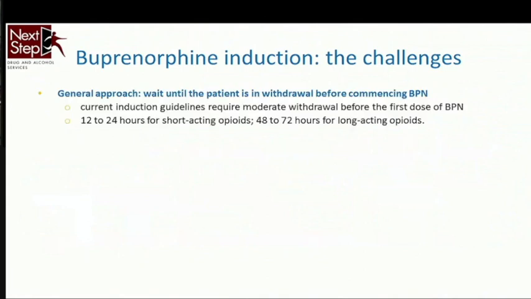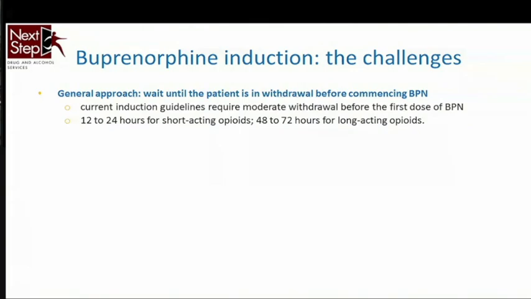So this actually relates to some of the challenges that we face when people are being started on buprenorphine. And remember that we're talking about higher doses. We're not talking about 0.4 milligrams like Temgesic or the lower strength in the patches. So the general approach is that we need to wait until a patient is in withdrawal before we commence buprenorphine, whether it be Subutex or Suboxone, or indeed we don't generally start the injections directly. So the current induction guidelines actually require the presence of moderate withdrawal before the first dose of sublingual buprenorphine.